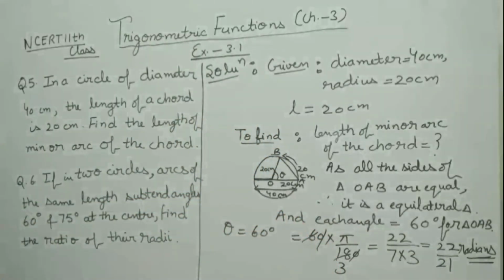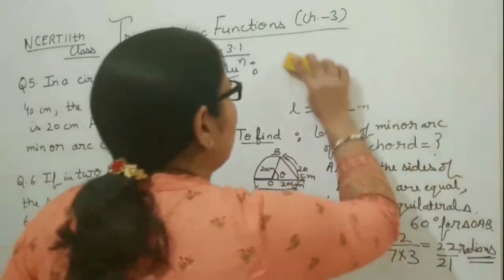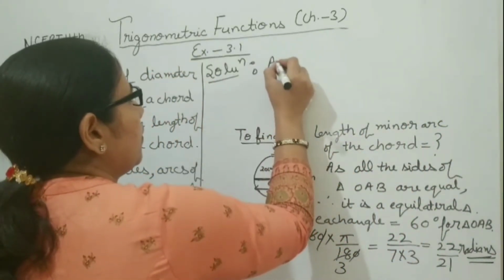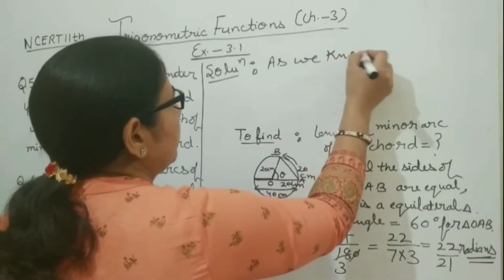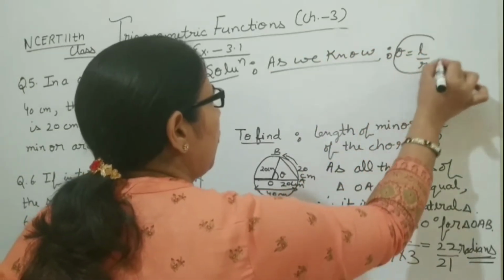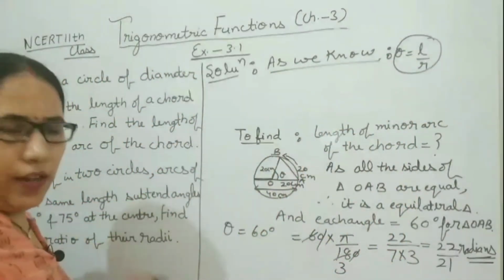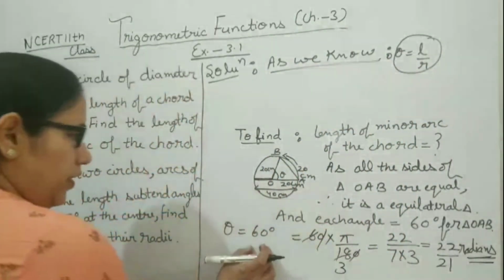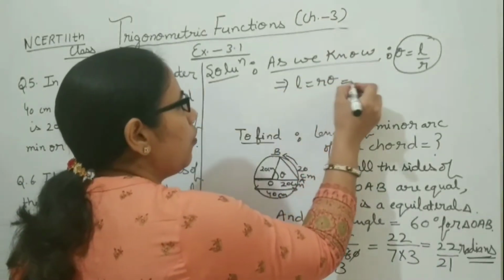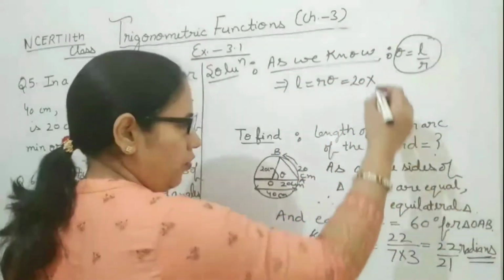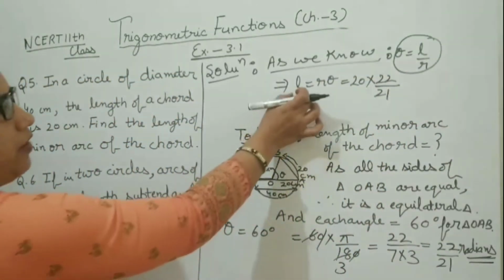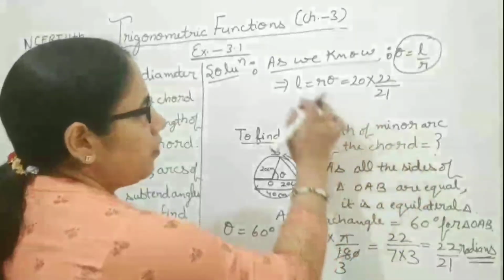Again using the formula, as we know, theta equals L by R, and in this formula theta we use in terms of radians. That is why we convert 60 degree into radians. Now L equals R theta, where R is 20 and theta is 22 by 21. Now calculate it and you will get your answer, the length of the minor arc of the chord.